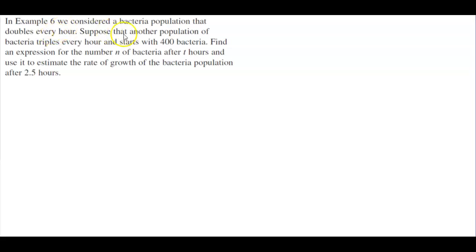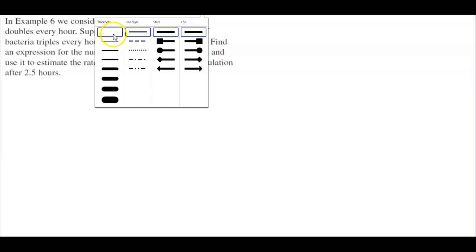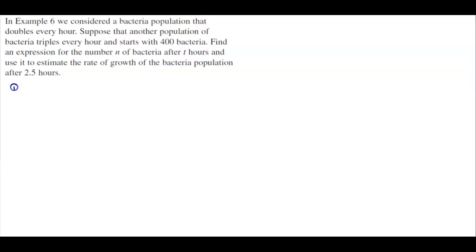In example 6, we consider the bacteria population that doubles every hour. Suppose that another population of bacteria triples every hour and starts with 400 bacteria. Find an expression for the number n of bacteria after t hours and use it to estimate the rate of growth of the bacteria population after 2.5 hours. So going back to example number 6, we talked about bacterial growth.